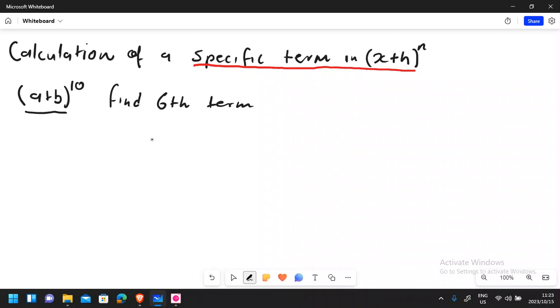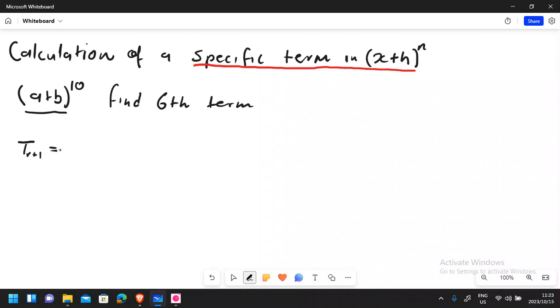Now, you cannot use the binomial theorem because they're specifically looking for this term. They don't want you to expand, but they want you to find this term specifically. So this is the formula that you're supposed to use, guys. So the formula is as follows. It's going to be t, and then r plus 1.